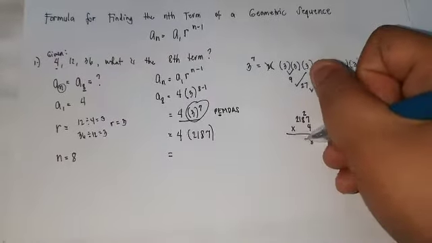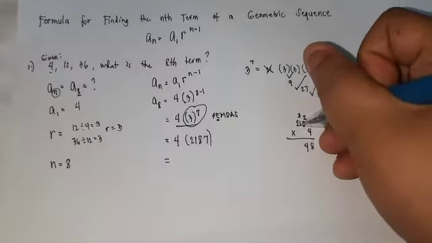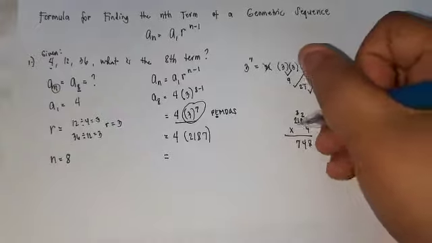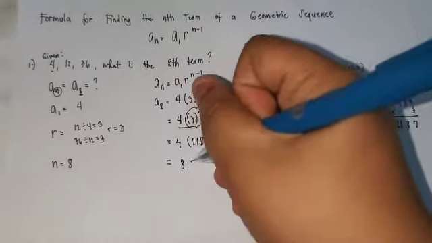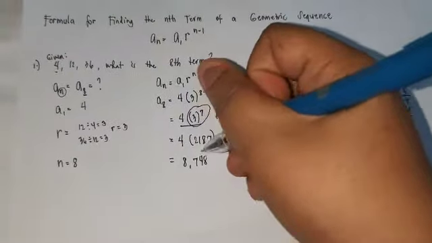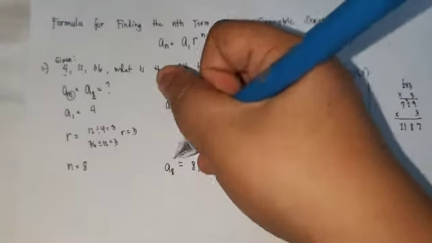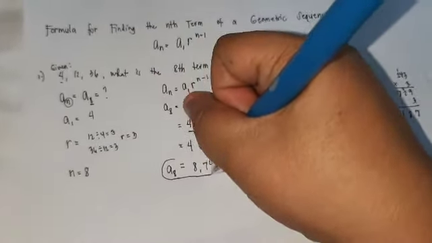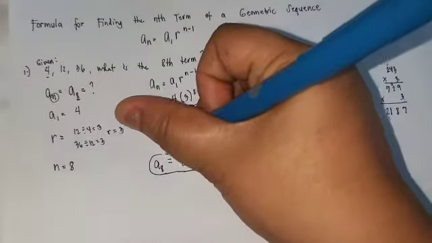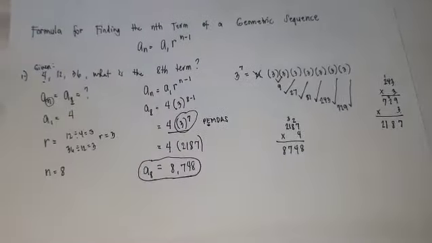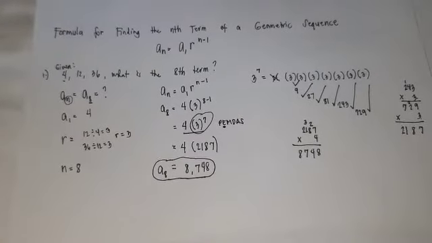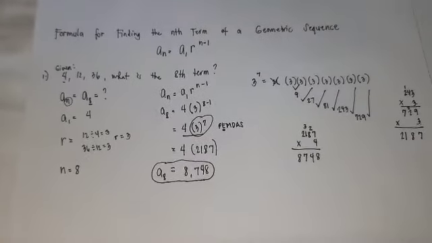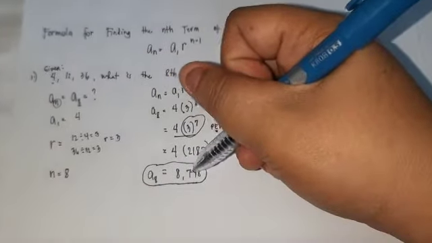32 plus 2, 34, your 4 and 7, you're going to have your 8. Therefore, the answer will be 8,748. This will be your 8th term for that given arithmetic or geometric sequence. Again, the 8th term of the geometric sequence 4, 12, 36 is just equal to 8,748.